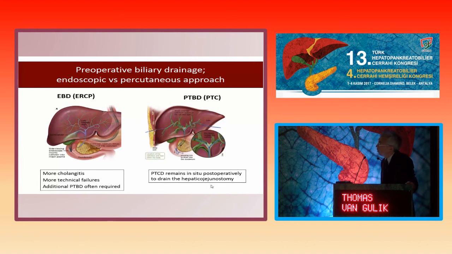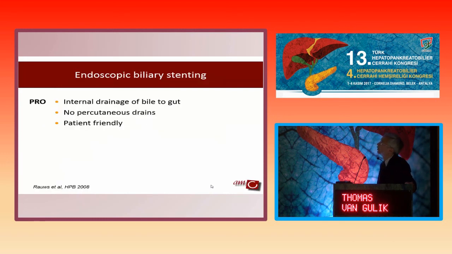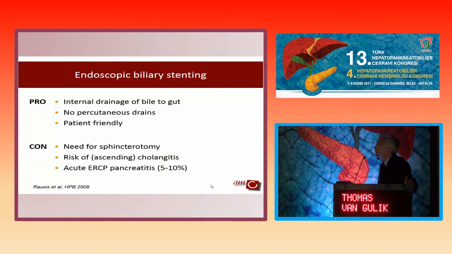As surgeons, we always like the percutaneous approach because we can use these drains to actually approach those tumors, and also to drain the hepatico-jejunostomy. But what are the pros and the cons? Pros: the internal drainage of the bile to the gut, and no percutaneous drain, so it's more patient-friendly. The con is the need for a sphincterotomy, the risk of cholangitis, and acute pancreatitis, which occurs in about 10% of the patients and sometimes means that the patient cannot be resected.